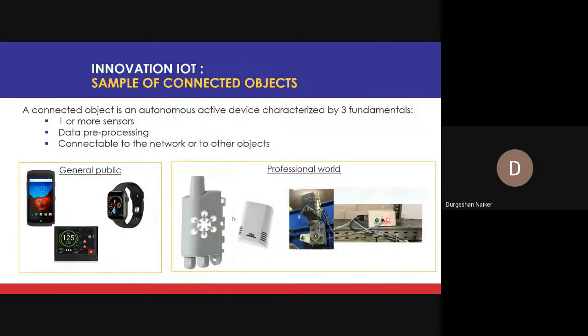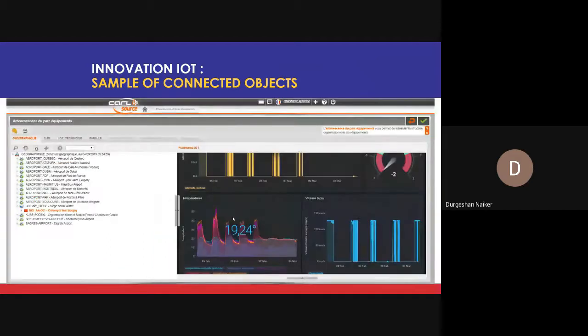IoT, Internet of Things. Here are some of the gadgets, let's say, or sensors which can connect through the internet and bring data straight to Carl. Another example here where a connected object is giving data. You can see this is our Carl platform, and the data is shown here on the right hand side.